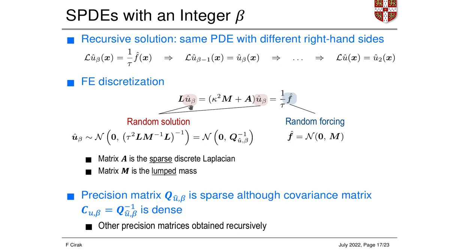So let's take beta as 1, and using finite element discretization, we can obtain this linear system. And this is the random forcing, the Gaussian white noise, which gives a covariance matrix of M, where M stands for a mass matrix. And the precision matrix turns out to be expressed in terms of some finite element matrices. So L here stands for the linear stiffness matrix, and M here is again the mass matrix.